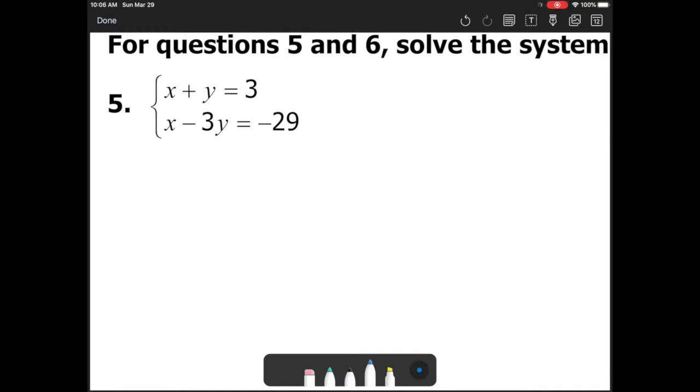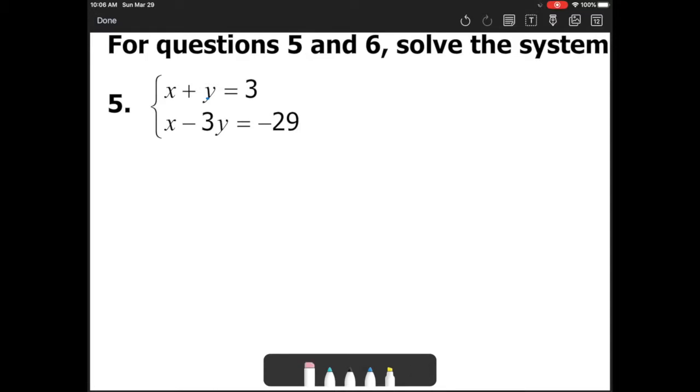For example, the first equation has a positive x. The second equation also has a positive x. If one of those was negative, let's say this one, if I added these equations together, they would cancel out and make a 0 pair. Similarly, it's not just the x. If I look at the first equation, I have y, and the second one I have negative 3y. If this was a positive 3y, I could make a 0 pair. So what I have to do is figure out what I need to do in order to make that happen. And it's your choice in this situation.